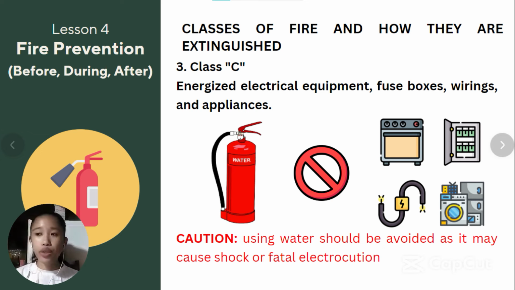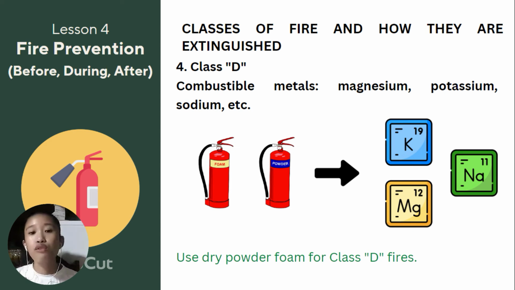And then number 3, class C, energized electrical equipment, fuse boxes, wirings, and appliances. We're going to extinguish this kind of materials by using a carbon dioxide fire extinguisher and a dry chemical fire extinguisher. And also in class C, avoid using water because it can send shock and electrocution.